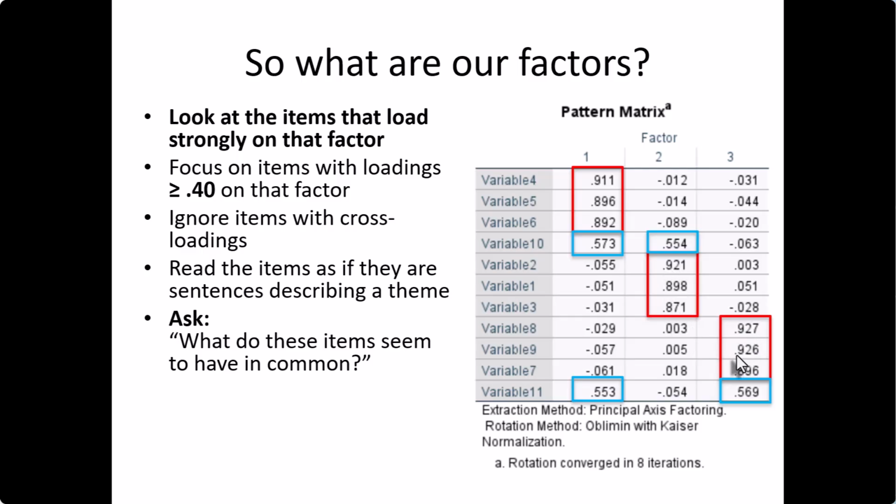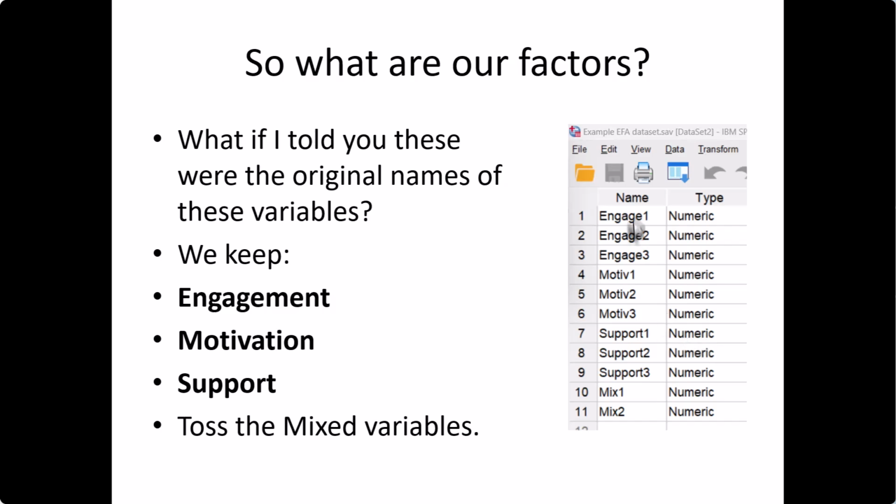Okay, well, I don't know anything about this data set. All I gave you was variable number 1, 2, 3, all the way down to 11. But what if I were to tell you that these were called engagement, motivation, and support, and then these two were mixed? Based on theory, I would say, okay, so these items that were loosely about engagement correlated together, and therefore I should keep those in one factor, which they showed numerically in one factor, and call it engagement. Same with motivation and same with support.